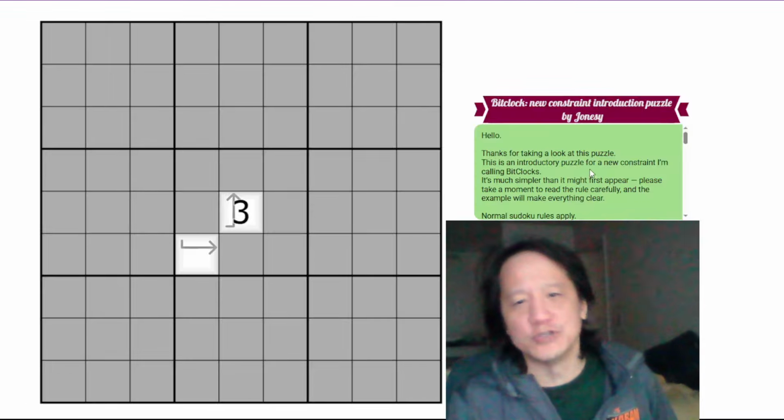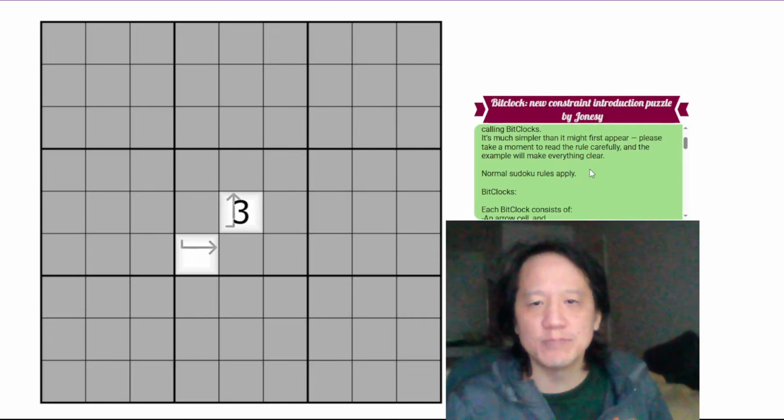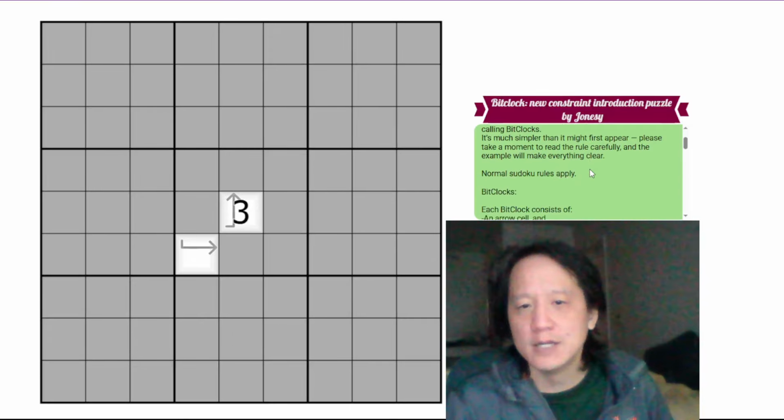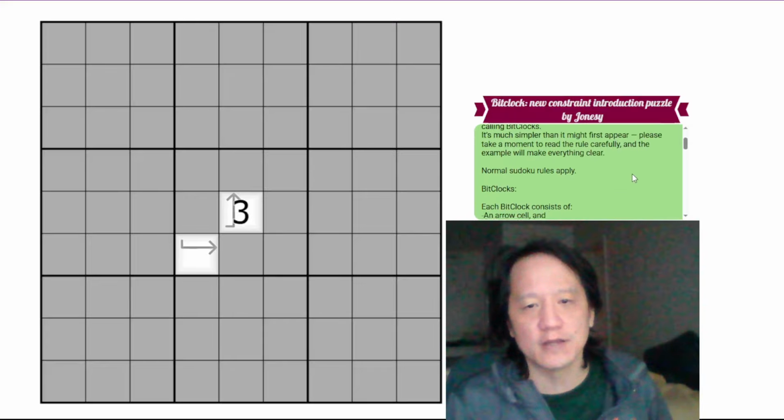Hello, Jonesy. Thanks for taking a look at this puzzle. This is an introductory puzzle for a new constraint I'm calling Bitclocks. It's much simpler than it might first appear. Please take a moment to read the rule carefully, and the example will make everything clear.